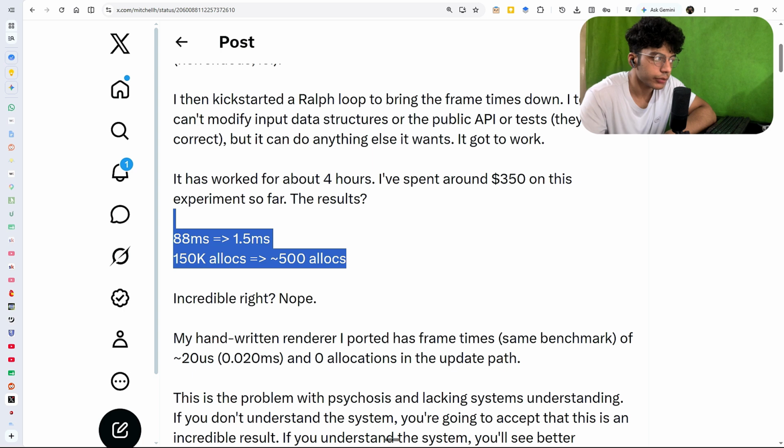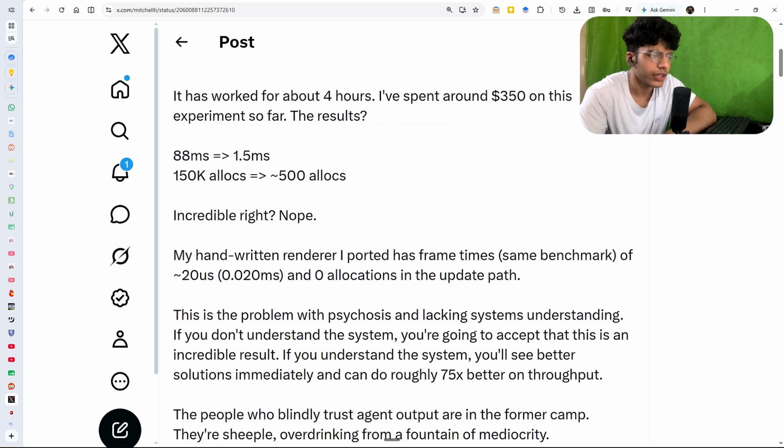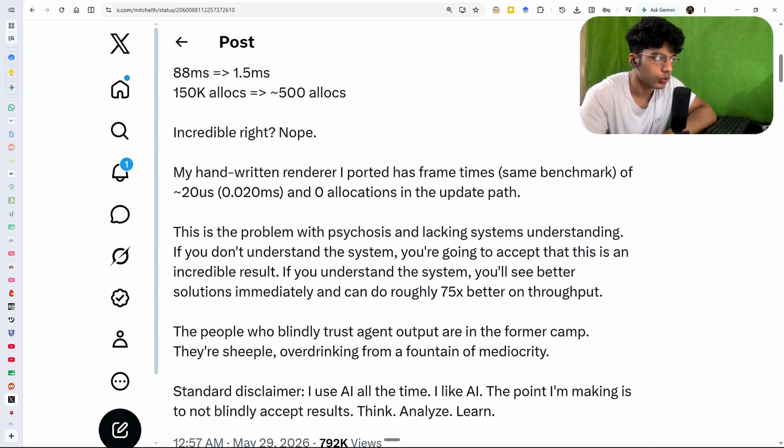We went from 88 milliseconds to 1.5 and 150,000 allocations to just 500, which is a huge optimization when you think about it, right? I don't even know the math, but this is like 50 times better or something, right? Well, as it turns out, the handwritten renderer that this guy has literally written by hand, not even using AI, has frame times of 20 microseconds, not milliseconds. Microseconds. That's a whole order of magnitude of a difference. And it does 0 allocations in the update path.